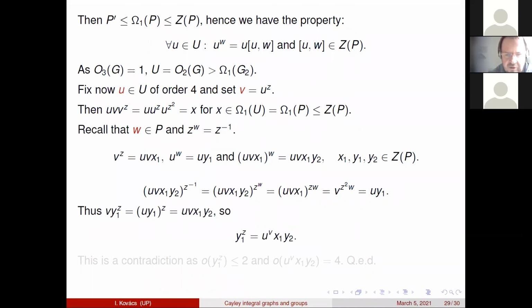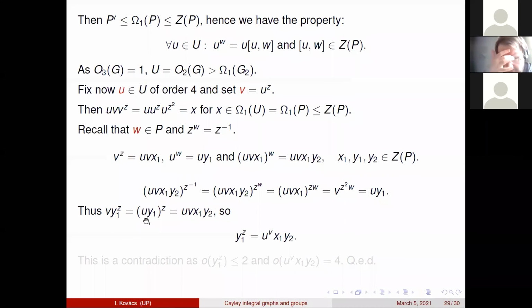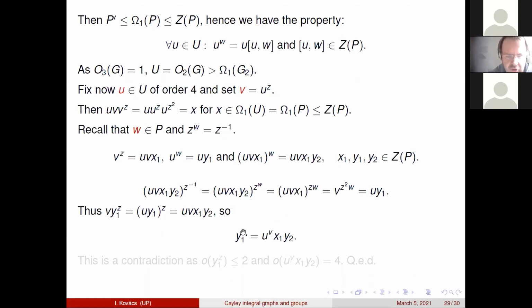So what you have to do is take the conjugate by Z on the two sides. For this side, if you take the conjugate by Z, you get U to the Z, which is V, and Y1 to the Z, and this time you will get U times V times X1, Y2. If you rearrange it, you will get this equation: Y1 to the Z is equal to U to the V times X1 times Y2. And recall that Y1, X1, Y2 all are from the center and all are of order at most 2.